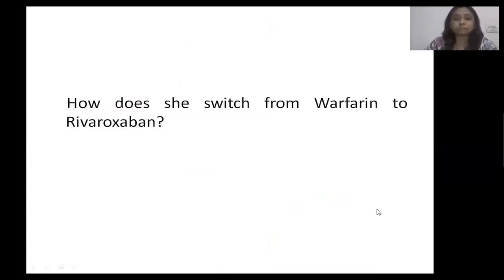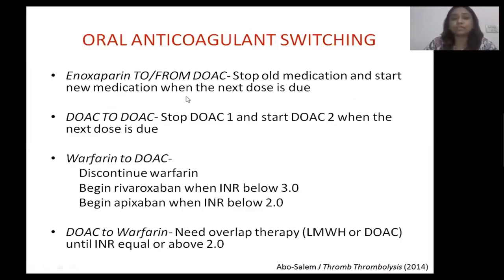inhibitor therapy. Now, how do we switch from warfarin to, suppose, rivaroxaban? As we know, the patient was on warfarin, and now we have to switch to a direct factor Xa inhibitor. So comes the role of oral anticoagulant switching. From warfarin to a DOAC, you have to discontinue the warfarin, and if you wish to start rivaroxaban, then INR should be below 3. And if you wish to begin apixaban, then INR should be below 2.